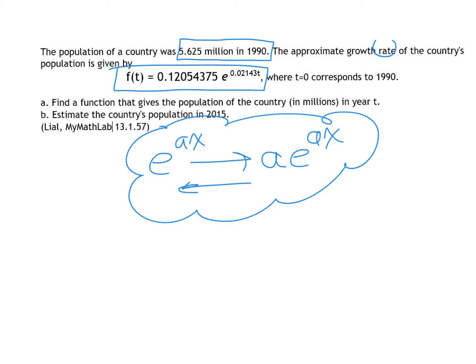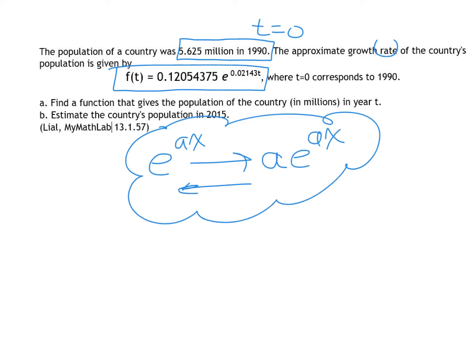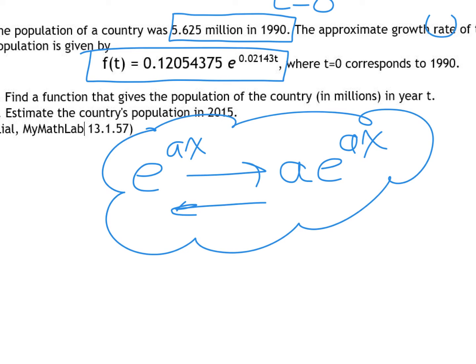And we also are told that in 1990, the baseline year, so when t is 0, F is 5.625. And we know it says it's a growth rate function. So that is the derivative and we're going backwards. Yeah? Okay, I'm going to make it bigger. Does that help? Yeah, okay.